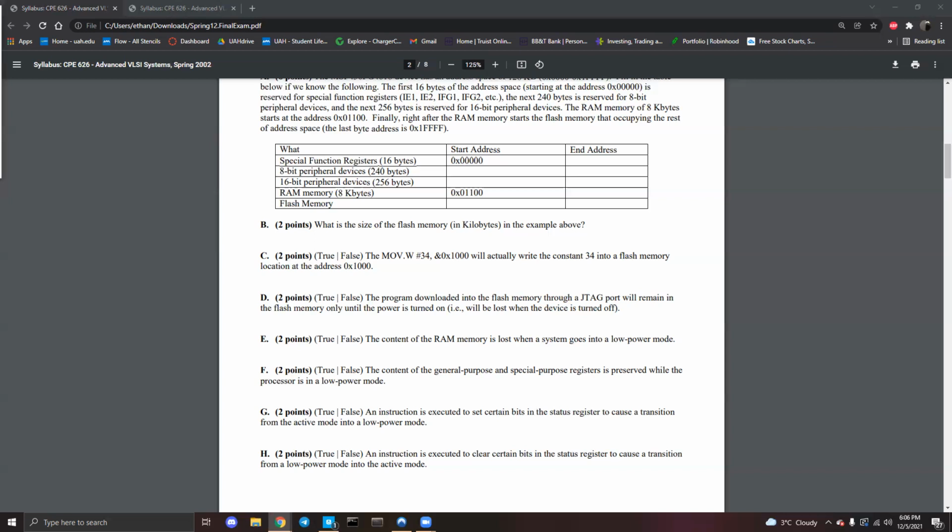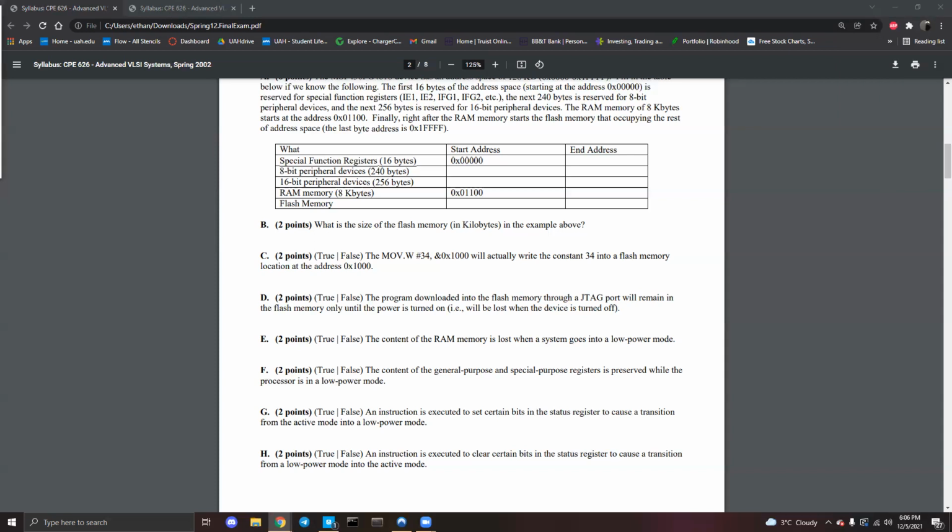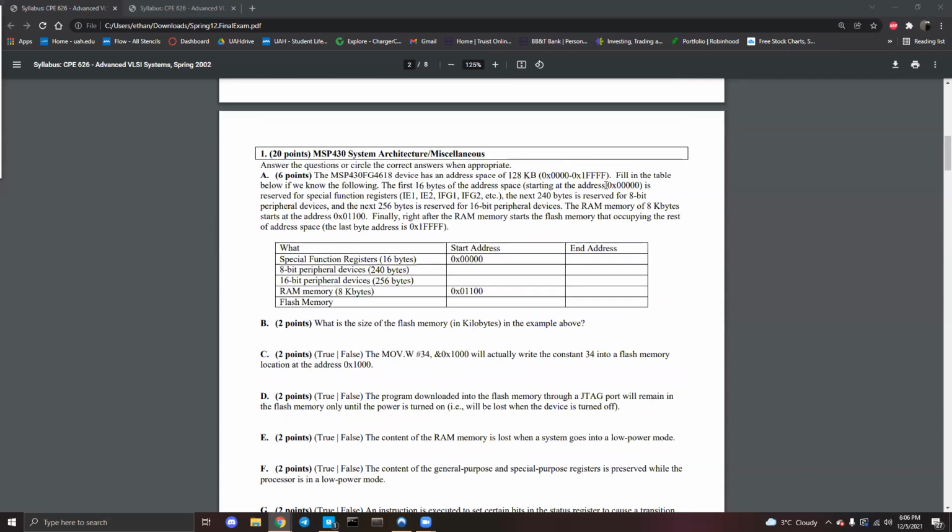And then this time you get to use the previous end address as the start address for flash memory once you've added 1. So 0x030FF plus 1 is 0x03100. Flash occupies the rest of the address space, so it goes all the way up to the end, which is 0x1FFFF.